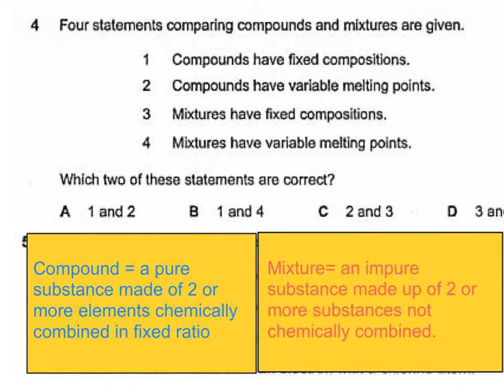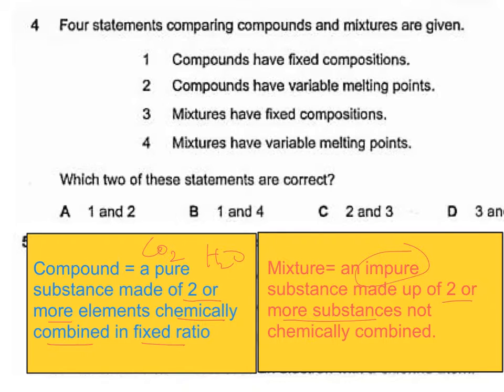Question 4. 4 statements comparing compounds and mixtures are given. I've written here the definition of compounds for you. A compound is a pure substance made up of 2 or more elements chemically combined in a fixed ratio. Examples are water and carbon dioxide, where more than 2 elements are chemically combined. Whereas a mixture is usually an impure substance, with 2 or more substances not chemically combined together. Because they are just a physical combination, they have variable composition, and since it's not pure, you will usually have a range of melting and boiling points.